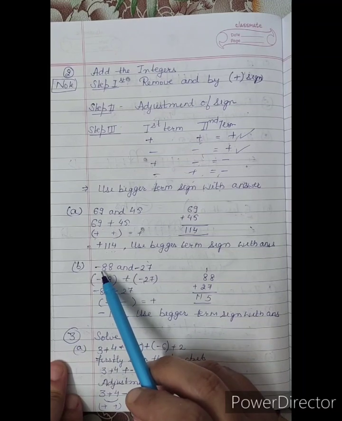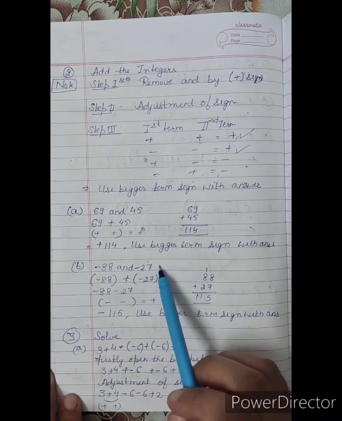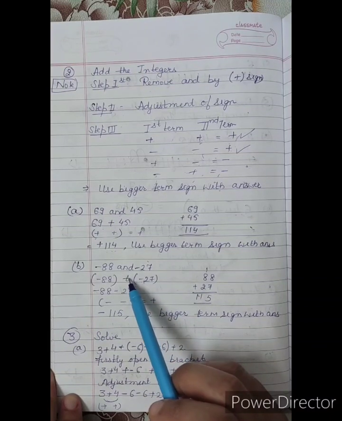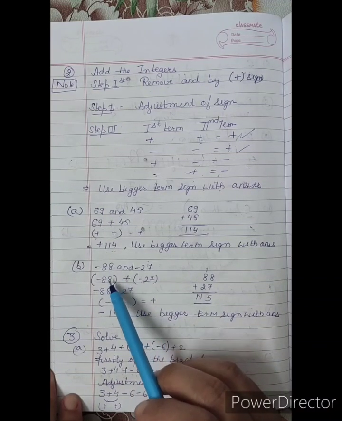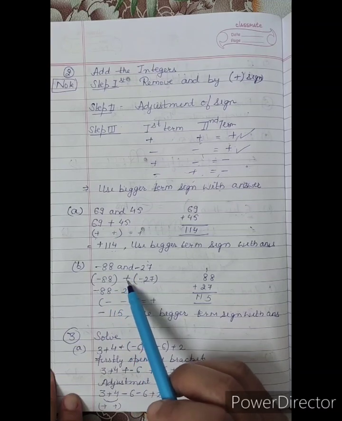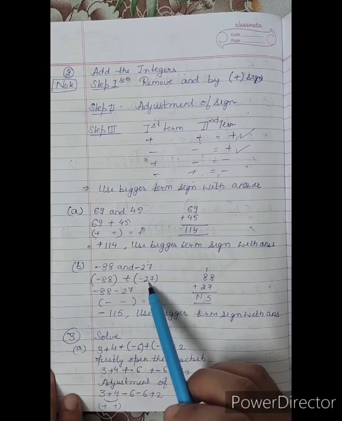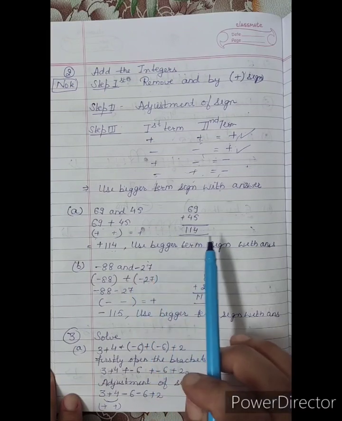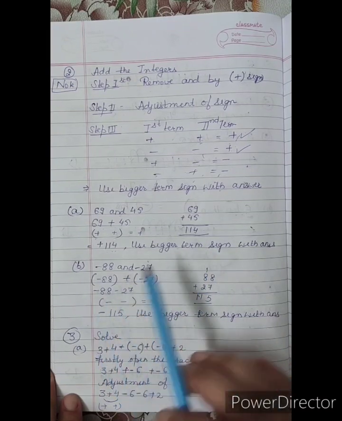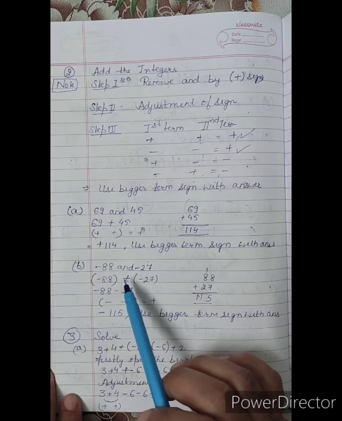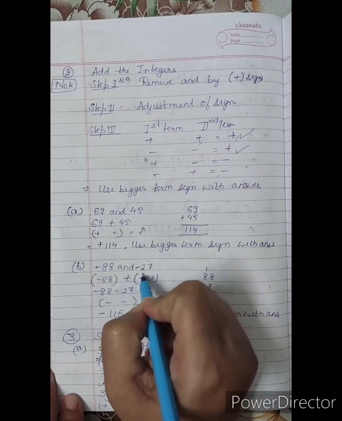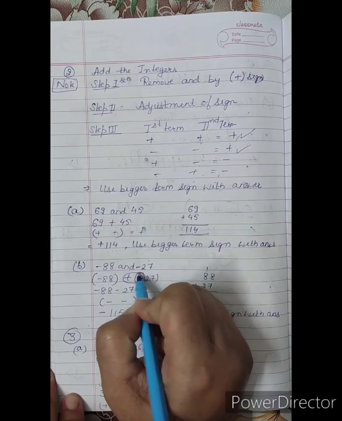Here the statement is minus 88 and minus 27. So first step is to remove "and" by using a plus sign, right? So here we are writing minus 88, and the plus sign, then minus sign with the second term, 27. First step is over. We removed "and" with a plus sign. Now second step. There should be a single sign between two terms. But here we can see there are two signs in between two terms.